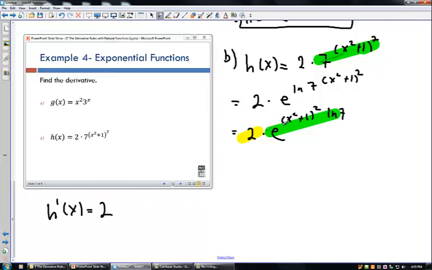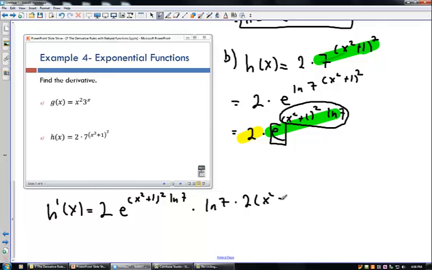So the derivative of e, you have derivative of the outside times derivative of the inside. So the derivative of e is just e again. So I have e to the, copy it down, x squared plus 1 quantity squared ln of 7, all times the derivative of the inside. So now the derivative of the inside, what do you have? You have a constant times a function. So it's just the constant ln of 7 times the derivative of the function. So all times 2 times x squared plus 1 to the 1 power, then times the derivative of its inside, which is 2x.